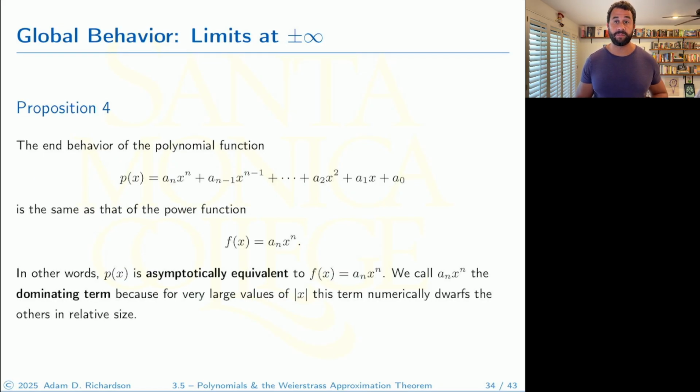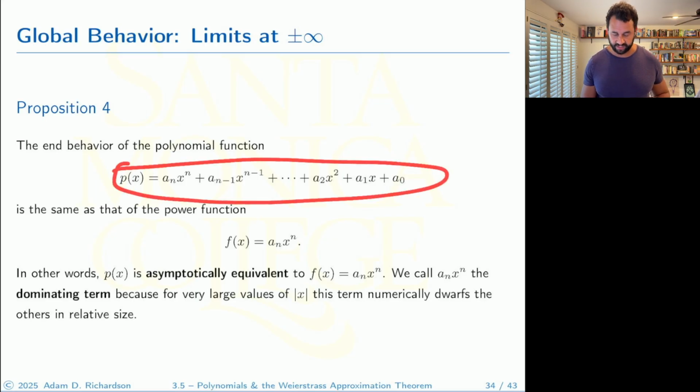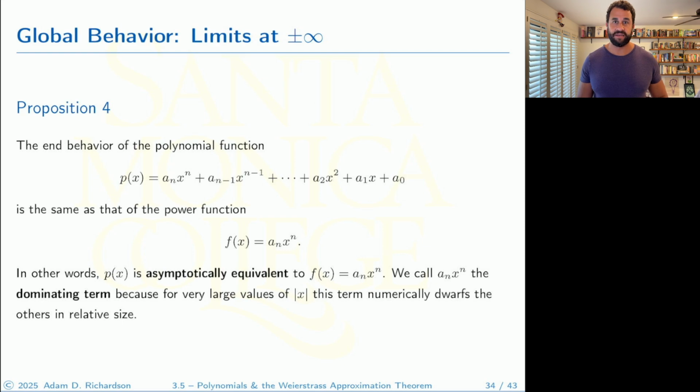And this is the important proposition related to the global behavior of these polynomials. So let's say we've got a polynomial here in standard form. I know this is that very general form, but remember, take a deep breath. It's just a sum of a bunch of things that look like number times x to a power plus number times x to a power plus number times x to a power, and then maybe plus a number at the end to give you a vertical shift. So the end behavior of this guy right here is the same as that of this power function.